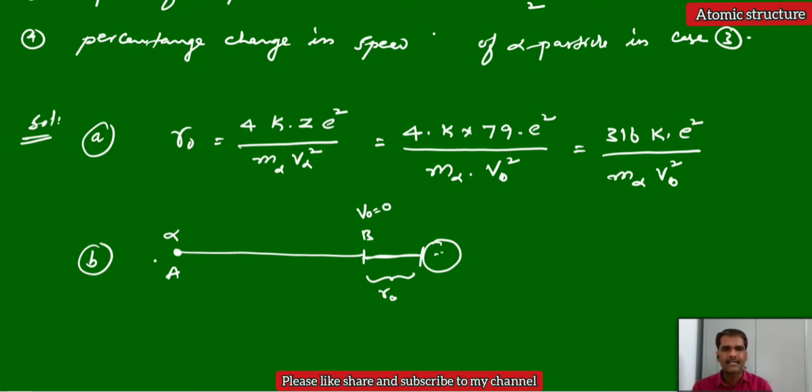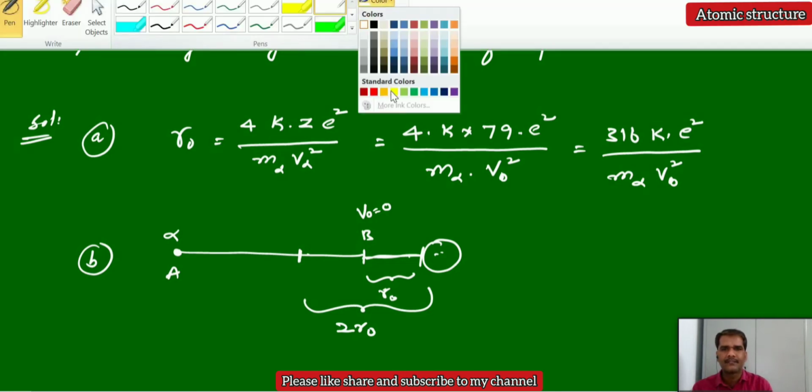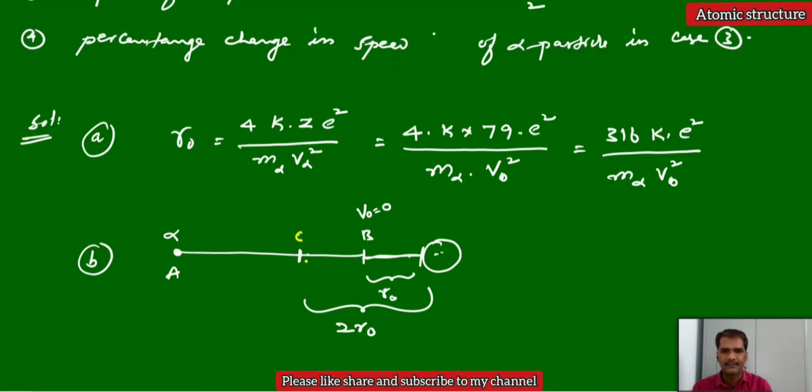But they are asking us to calculate the velocity at a distance of 2 r naught. If this is r naught, we take the same distance again here. So from here to here, this is called 2 r naught distance. Let us assume this point is point C. At point C, we have to calculate the velocity of the alpha particle.